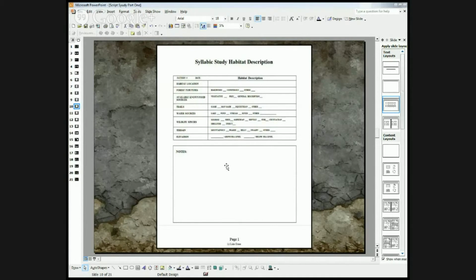And then at the bottom of the page we have notes if needed, a place to write down notes and other information. But it covers just about everything there is on the habitat description, from the wildlife, game, prey, vegetative food sources, so on and so forth. That's just to start.